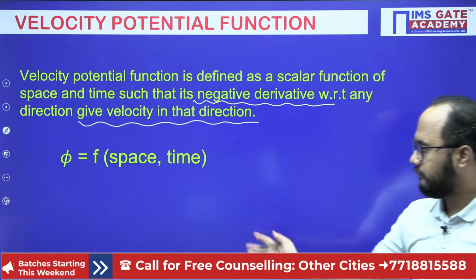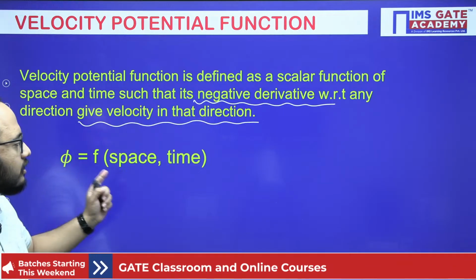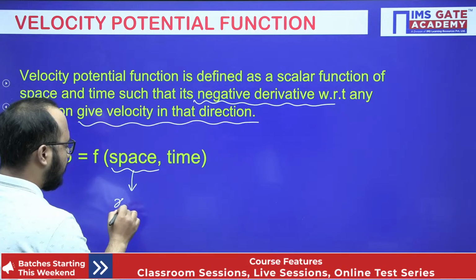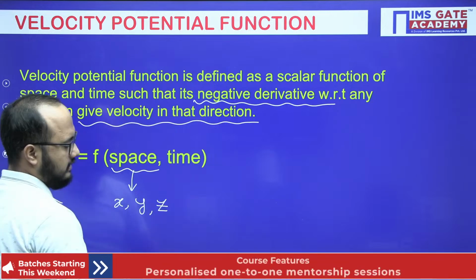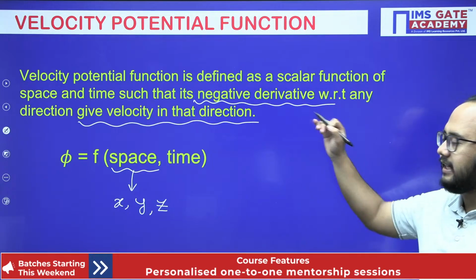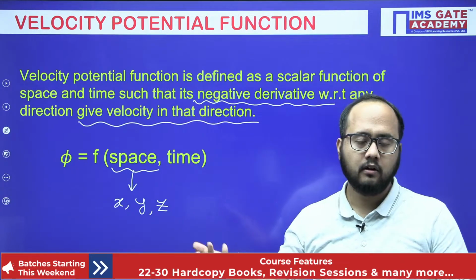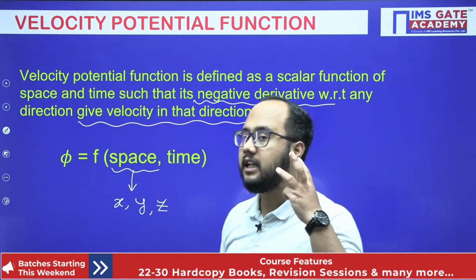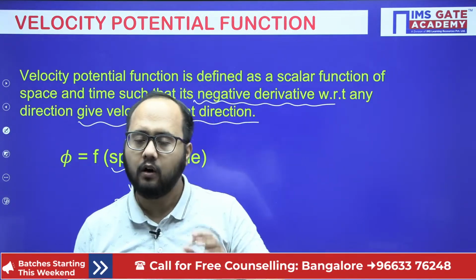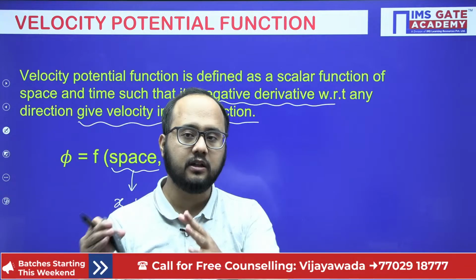Now, as I already told you, the function is represented by phi, and it is a function of space and time. When I say space and time, what does it mean? It means the coordinates x, y, and z. Now, based on the definition, I will write some points here. What is the point regarding the velocity? Already we have discussed, velocity will have three components: along x, u; along y, v; and along z, it will be w.